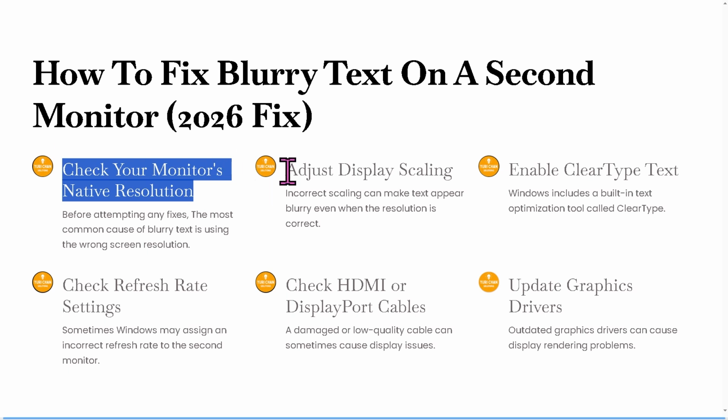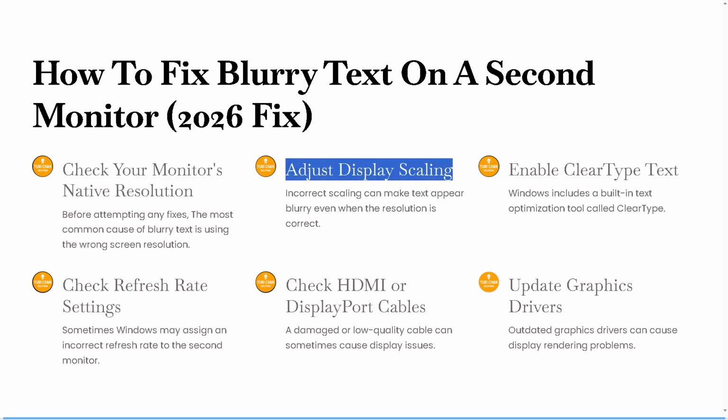Now, another option that you can look into is adjusting the display scaling. Incorrect scaling can make text appear blurry even when the resolution is correct. To change the scaling, open the display settings, select your second monitor, find scale and layout, and set the scaling to one of the recommended options like 100%, 125%, 150%, 175%, and avoid using custom scaling values unless absolutely necessary. Once you've changed the scaling, sign out and back into Windows if prompted.